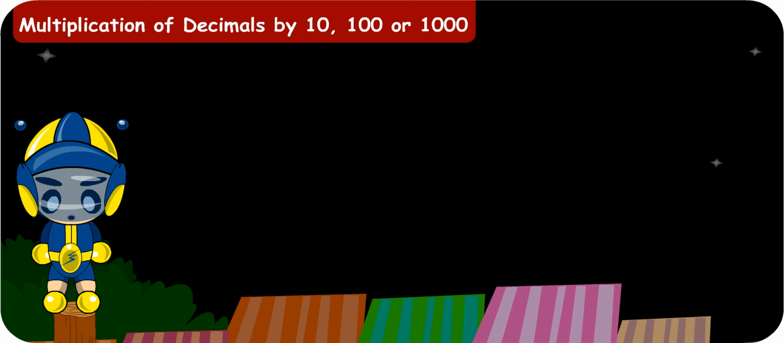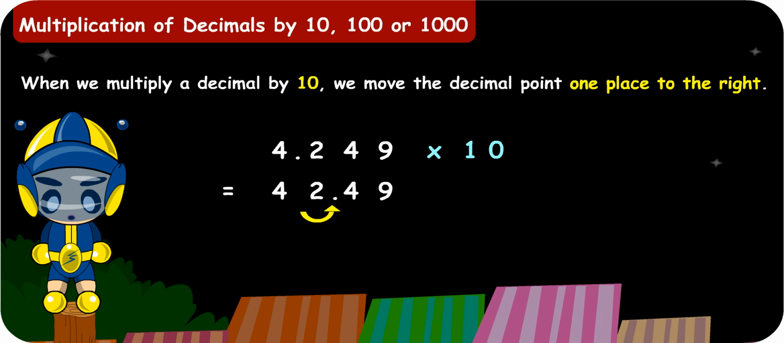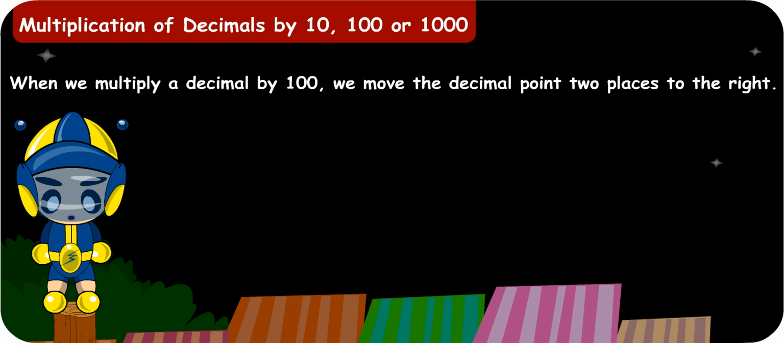Turbo Boy, in whole numbers, we have learned how to add zeros behind the numbers when we multiply them by 10, 100, or 1000. In decimals, when we multiply a decimal by 10, we move the decimal point one place to the right. For example, 4.249 times 10 equals 42.49.